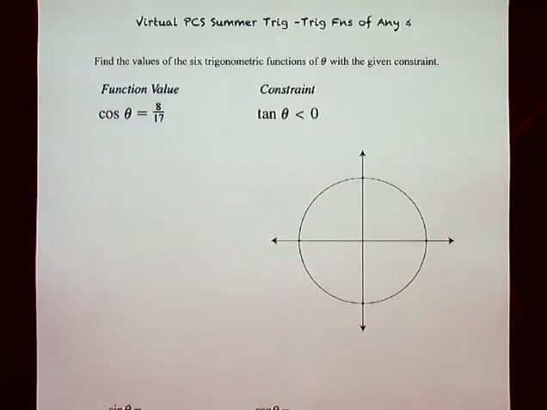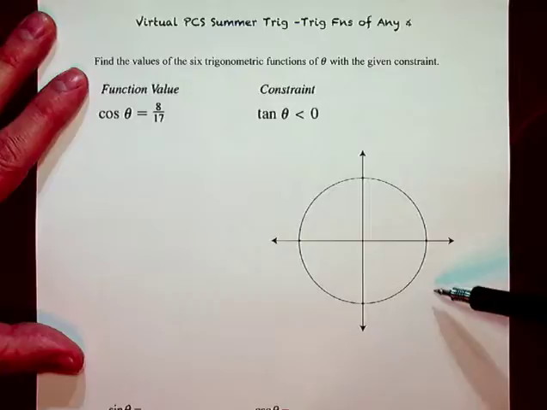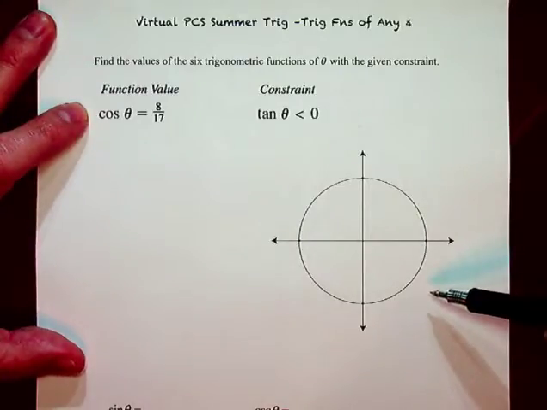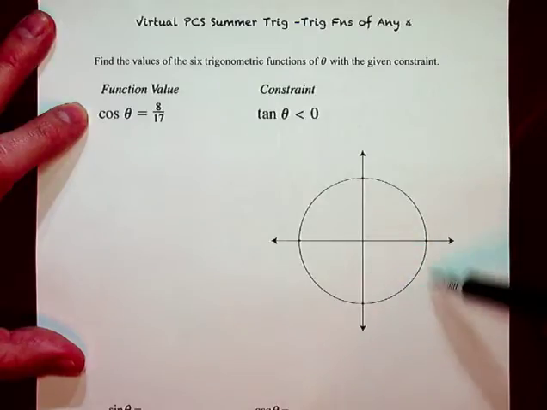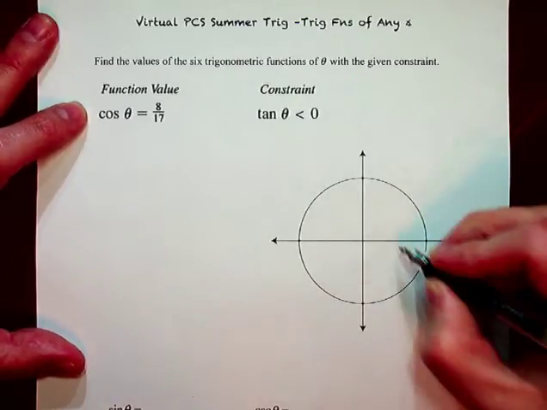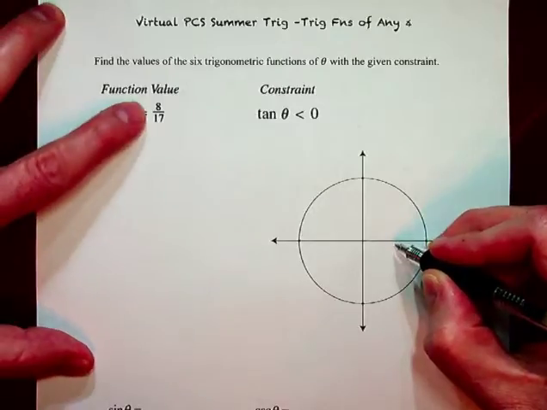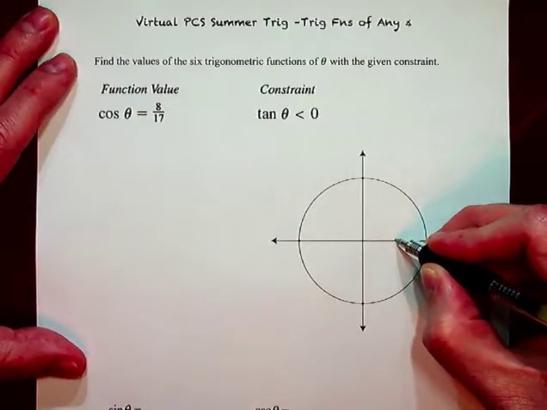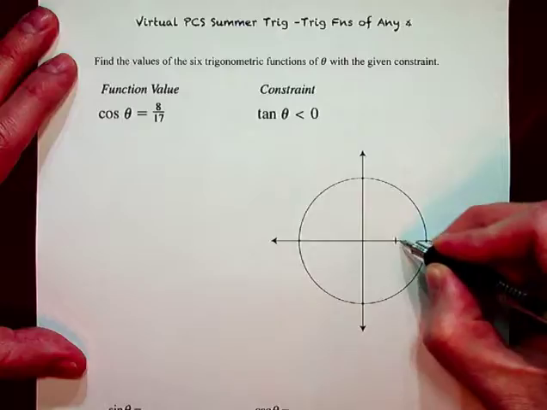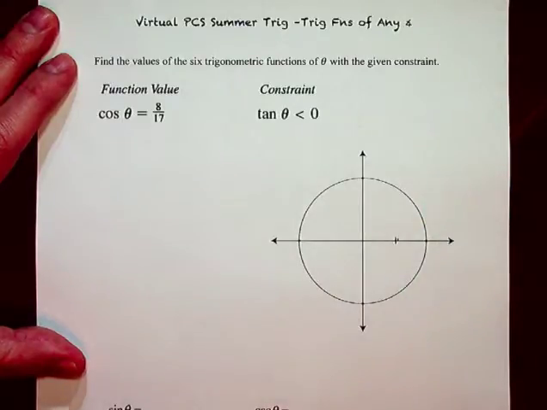Okay, so if I'm in either the first or the fourth quadrant according to my positive cosine, but tangent is negative, we're going to be down here in the fourth quadrant, okay? Now, if we go over 8 over 17, it's just a little bit past 1/2, okay? And so it's going to be just a wee bit past 1/2.